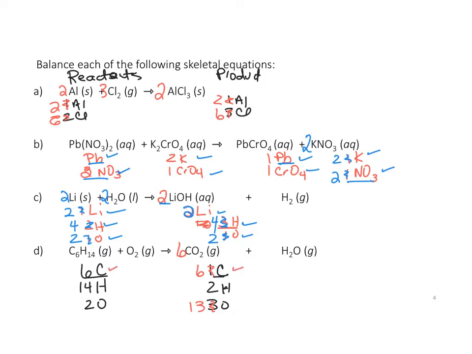The carbons are okay. Let's deal with the hydrogens. We have 14 hydrogens. We have 2 hydrogen. What number can we put in front of there? We could put a 7, correct? So that's 7 times 2. That's 14 hydrogens. Now how many oxygens do we have? 6 times 2 is 12 oxygens plus 7, so 19 oxygens. Okay, so we're good with carbon and hydrogens. Okay, now we have 2 oxygens and 19.